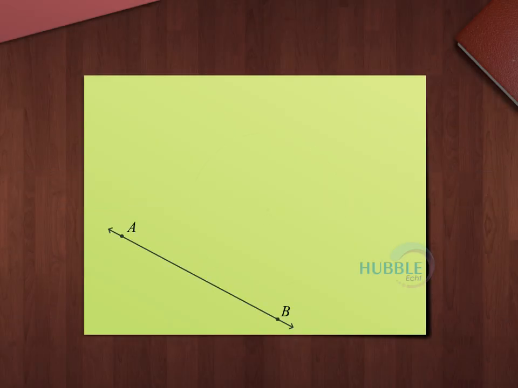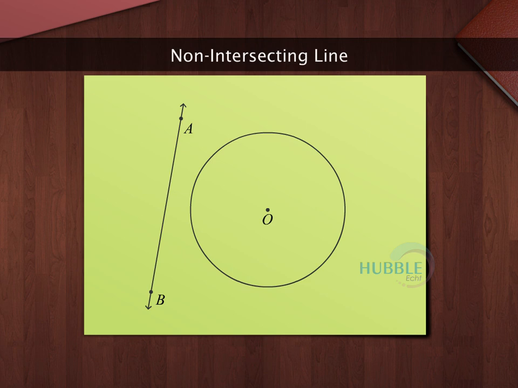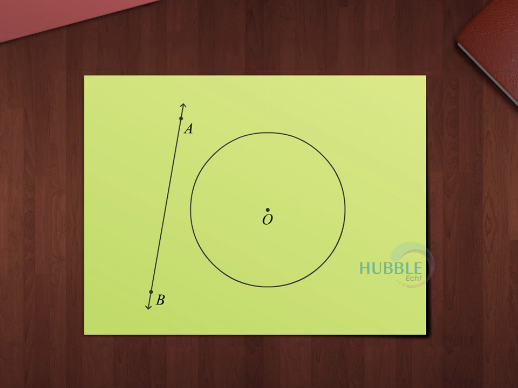Let's consider the case when a line and a circle coexist in the same plane. There can be three possibilities. In the first case, the line is in the exterior of the circle and hence the line and circle have no common point. When a line does not intersect the circle at all, the line is known as a non-intersecting line with respect to the circle.